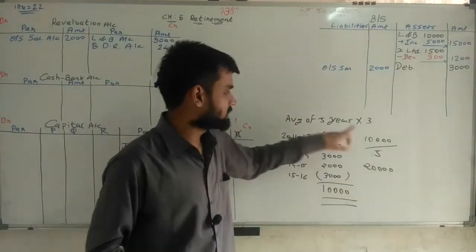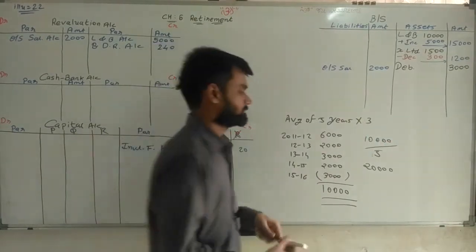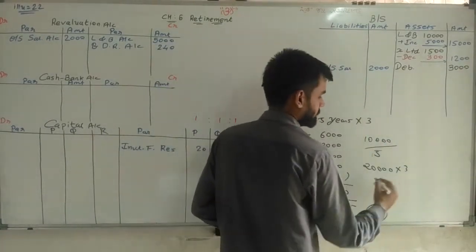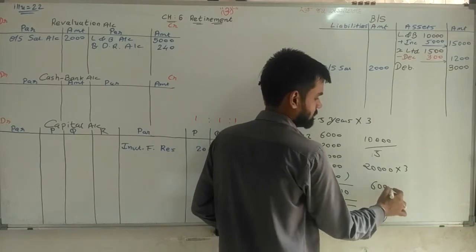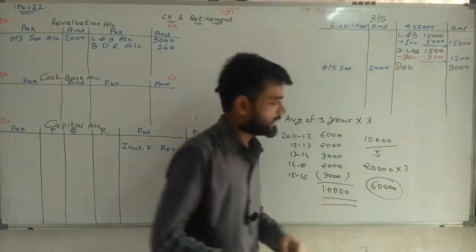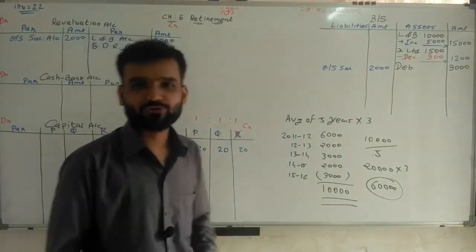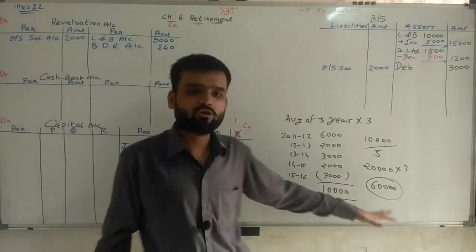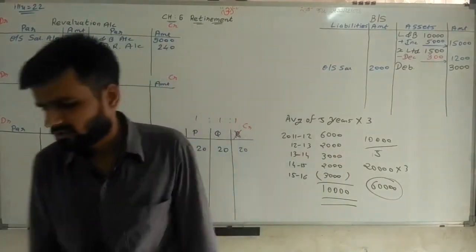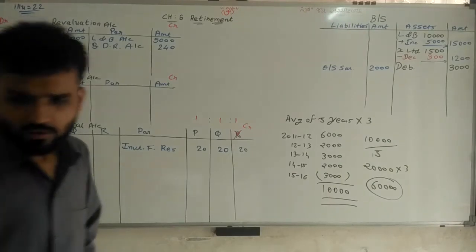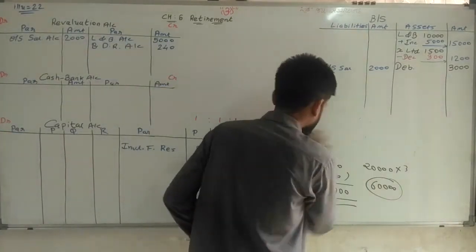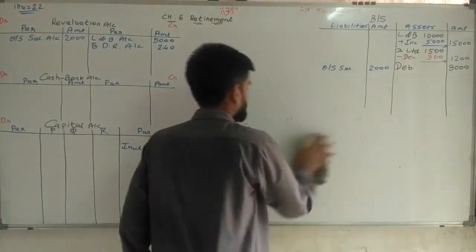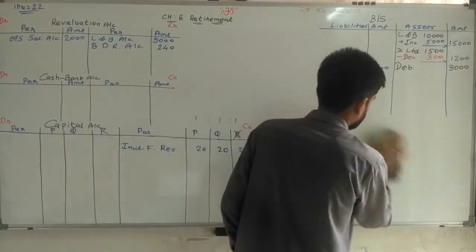And on this basis, into 3 is my goodwill. So multiply it by 3. 3 twos are 6. 60,000 rupees is the goodwill amount. So this is the value of goodwill. Simple, nothing else. So clearing the board. Now we have the value of goodwill.